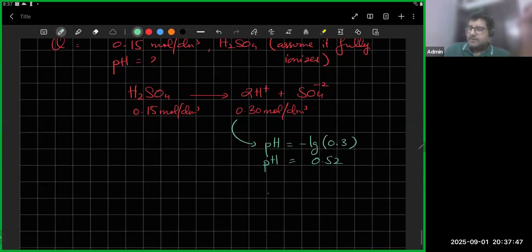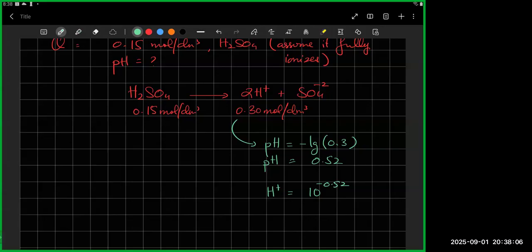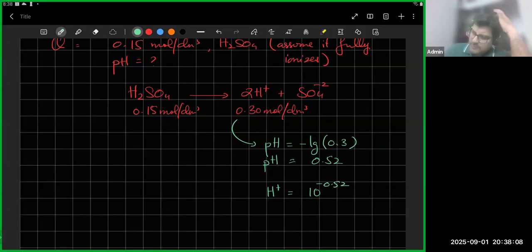And if you go back, what is H plus? That's going to be 10 power minus 0.52. Check whether the same number comes back. What do you get if 10 has a power of minus 0.52? 0.30, yes sir. That's the same, okay.